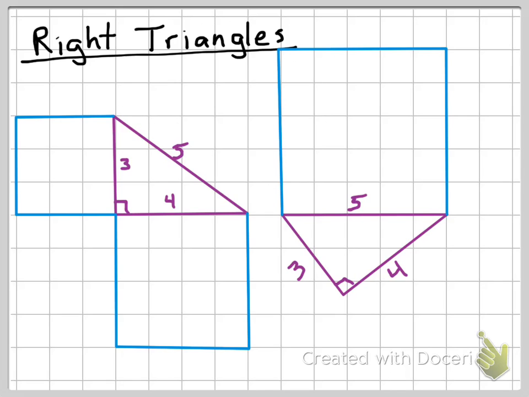Okay, and he noticed the relationship between these squares. Okay, take a second to count how many squares are in each of them. Okay, a 3 by 3 would have 9 squares in it. A 4 by 4 would have 16. And a 5 by 5 would have 25. And when he was looking at these numbers, 9, 16, and 25, he noticed something. He noticed that if he added 9 plus 16, it equaled 25.